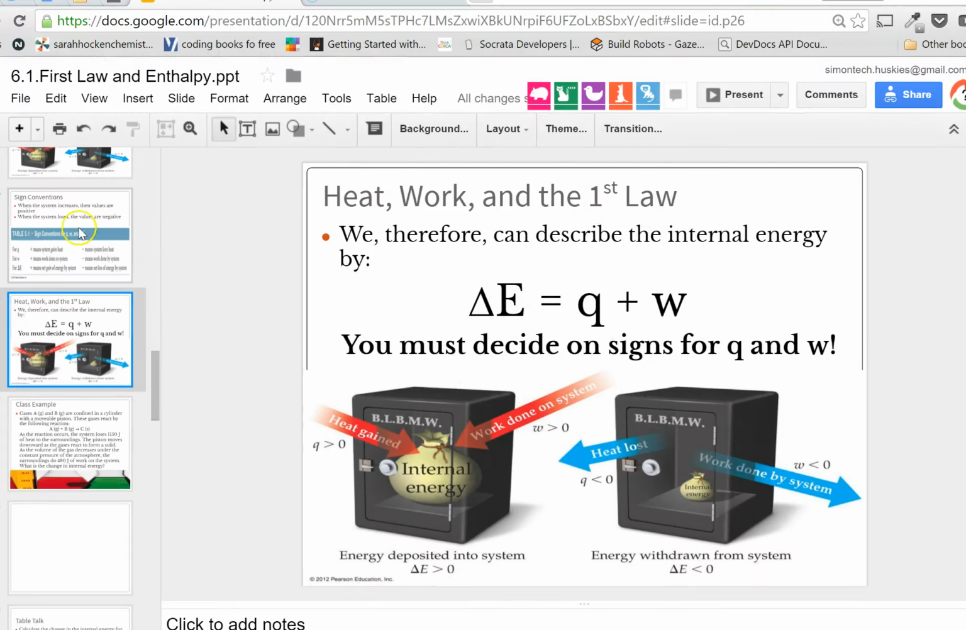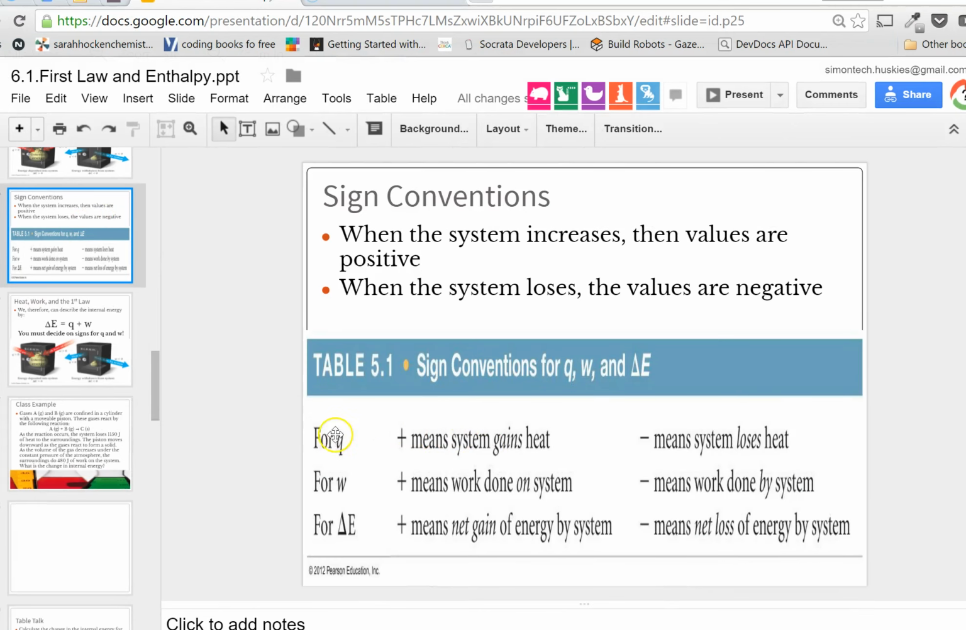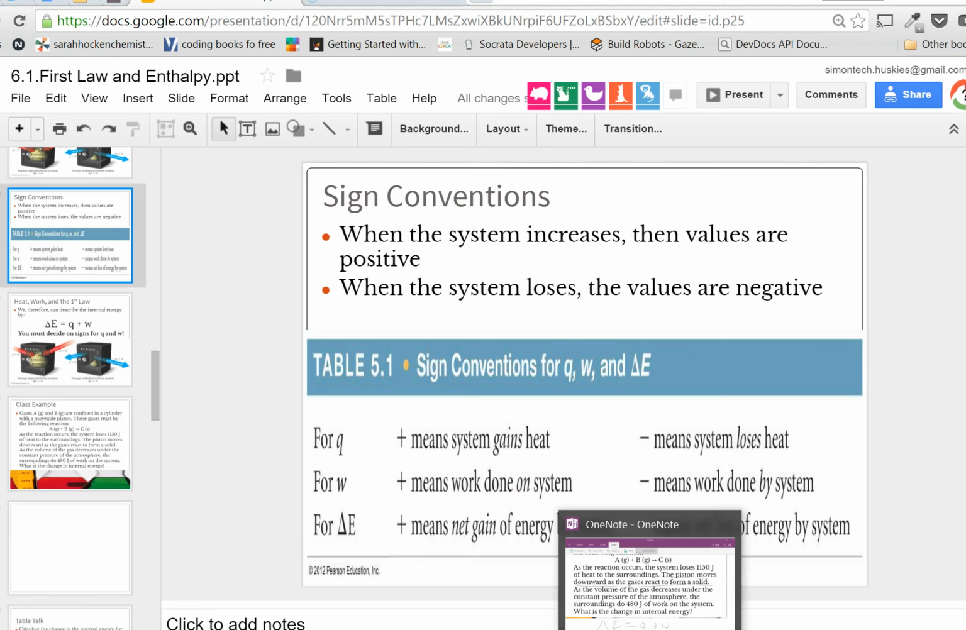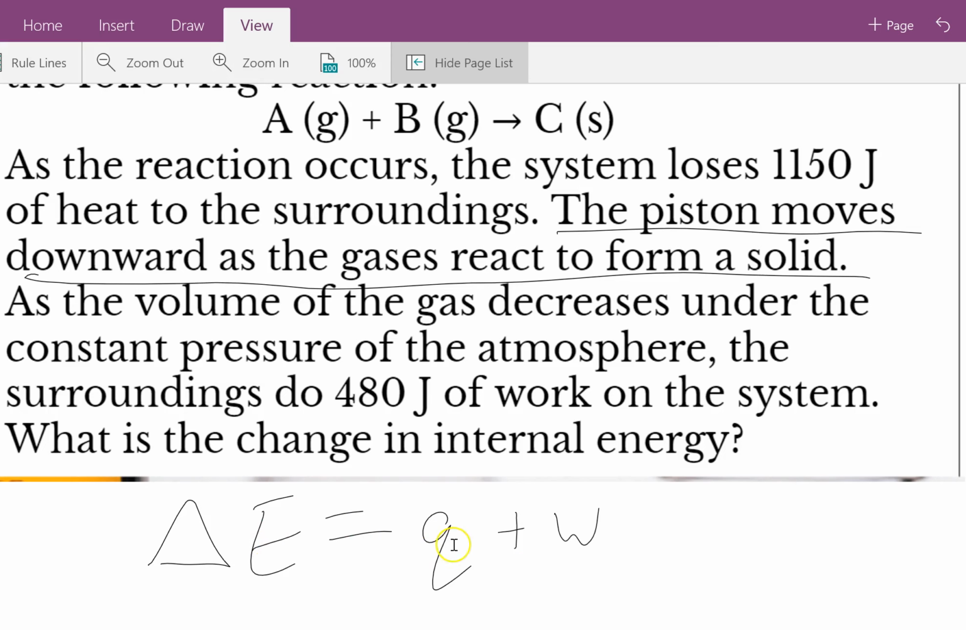And if we look back at one of our charts, we see that for Q, a positive value means the system gains heat, a negative value means the system loses heat. For W, a positive value means work is done on the system, and a negative value means work is done by the system. So our next step is to go back here and plug in values for delta E, Q, and W and find delta E.